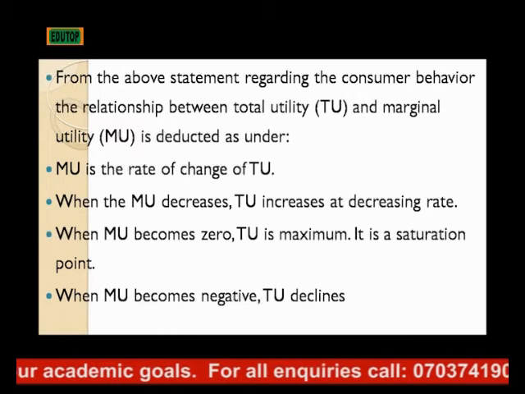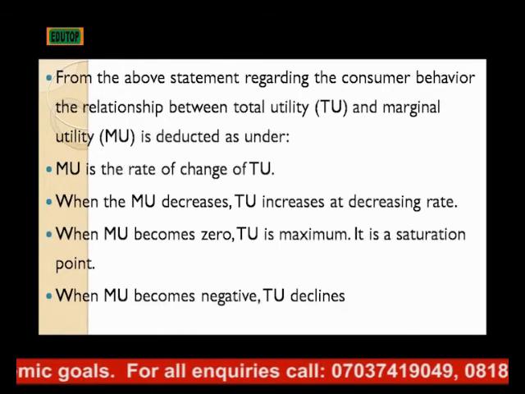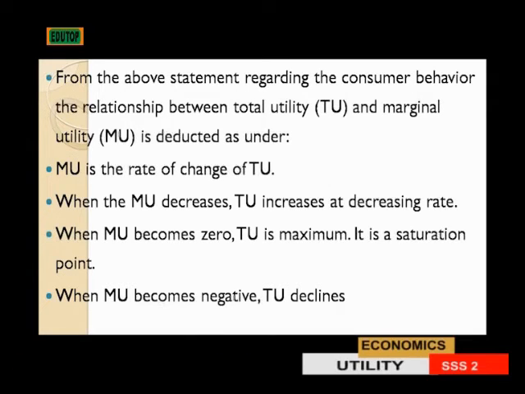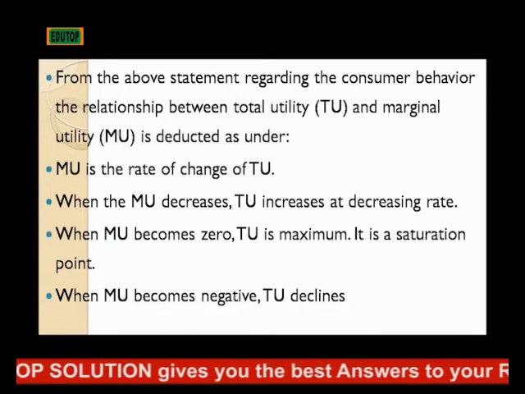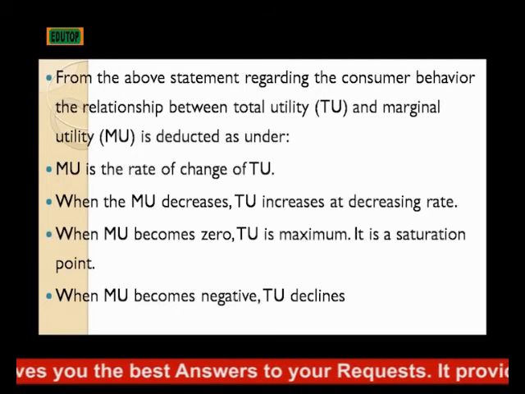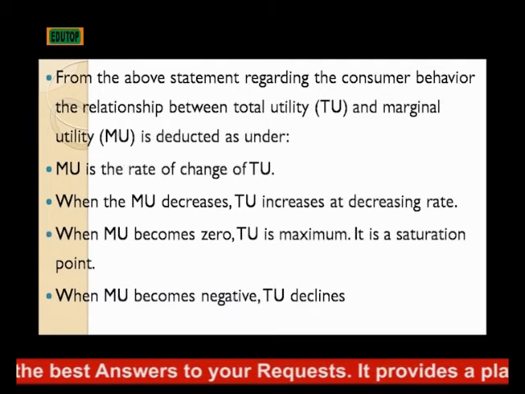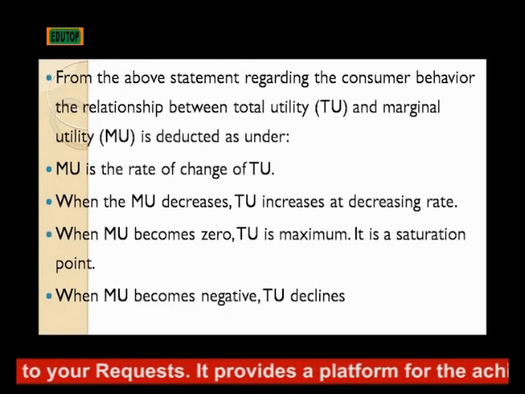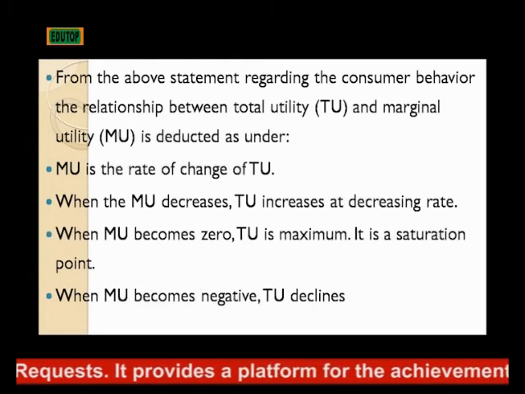Also, when marginal utility decreases until it gets to the level of 0, the total utility will be at its maximum. And that is what we call the saturation point. That is the maximum level ever. And that is the point at which the consumer is supposed to stop consuming such products.